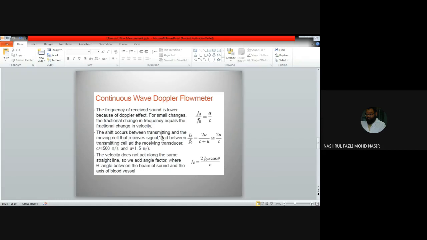The shift occurs between the transmitting transducer and the moving cell that receives the signal, and between the transmitting cell and the receiving transducer. C is given here as 1500 meters per second, and u is equal to 1.5 meters per second, so we just insert it here. C is the speed of sound. The velocity does not act along the same straight line, so we add an angle factor. As you have seen in the diagram, it is governed by the angle between the beam of sound and the axis of the blood vessel.